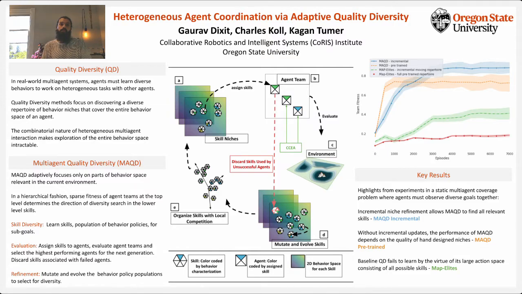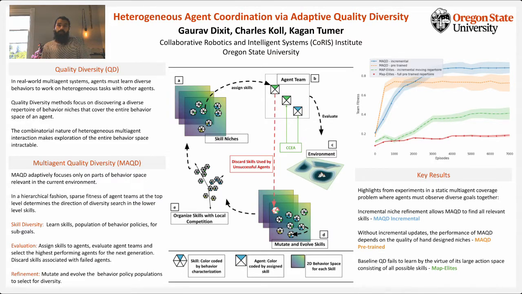We test this approach in a multi-agent coverage problem where agents must jointly observe a set of diverse goals. MAQD incrementally refines the behavior niches as described previously. This incremental update provides us the ability to adapt to goals, so that the agents are able to adapt as goals in the environment change. The ability to adapt is very crucial, as is evident from the MAQD pre-trained curve.